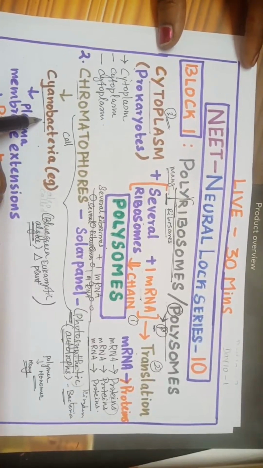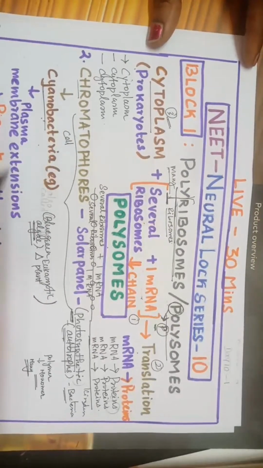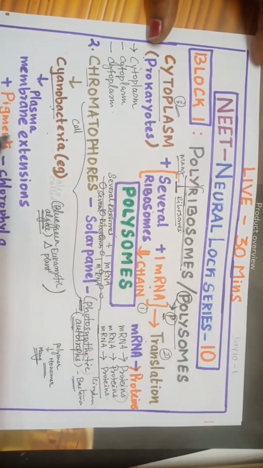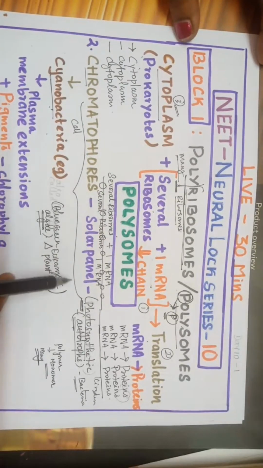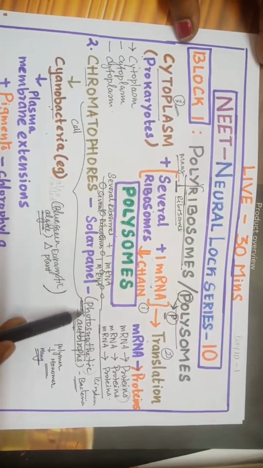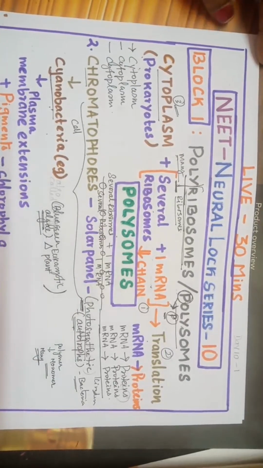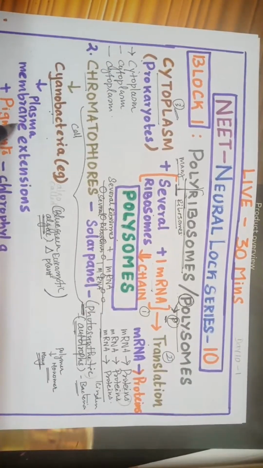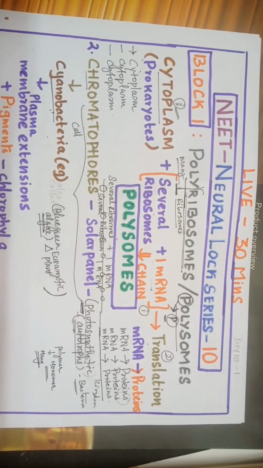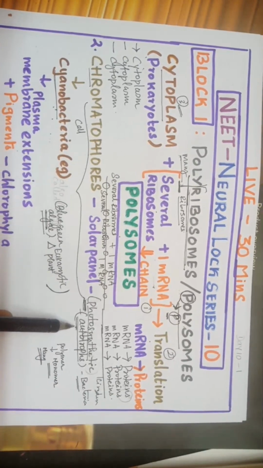Next, chromatophores are seen in cyanobacteria. What are these chromatophores? They are extensions of the plasma membrane which contain pigments. What is the pigment? Chlorophyll A. Because of this pigment, it is able to synthesize its own food. That is why they are called photosynthetic autotrophs. Now, are you able to understand the reason behind this? Chromatophores are plasma membrane extensions which contain the pigment chlorophyll A. These are seen in cyanobacteria. That is why cyanobacteria is able to synthesize its own food, and that is why it is called a photosynthetic autotroph.